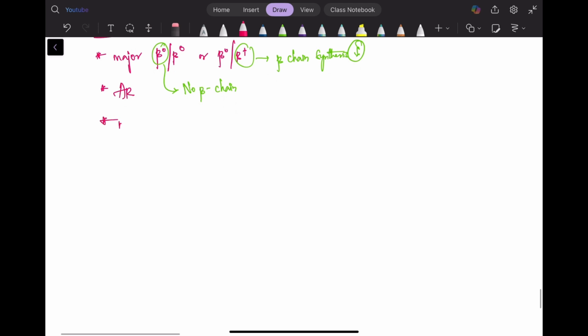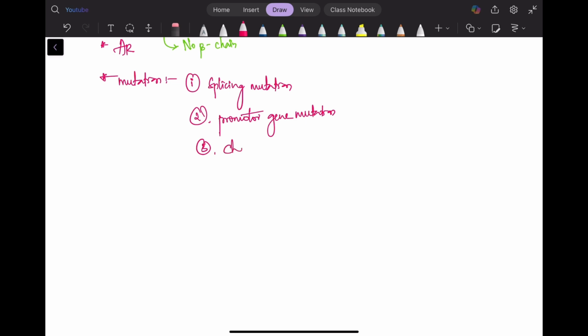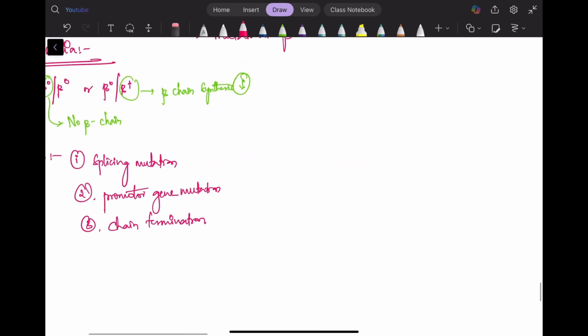Then what are the mutations you see in beta thalassemia? First you will see splicing mutation. Just names are enough, no need to go into the detail. Then promoter gene mutation. Then the third one, chain termination. Okay, so a very important thing is the pathogenesis.